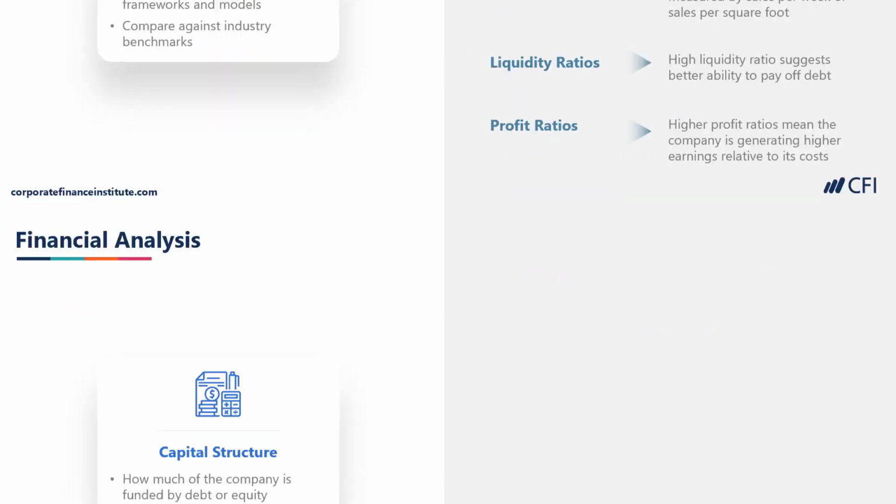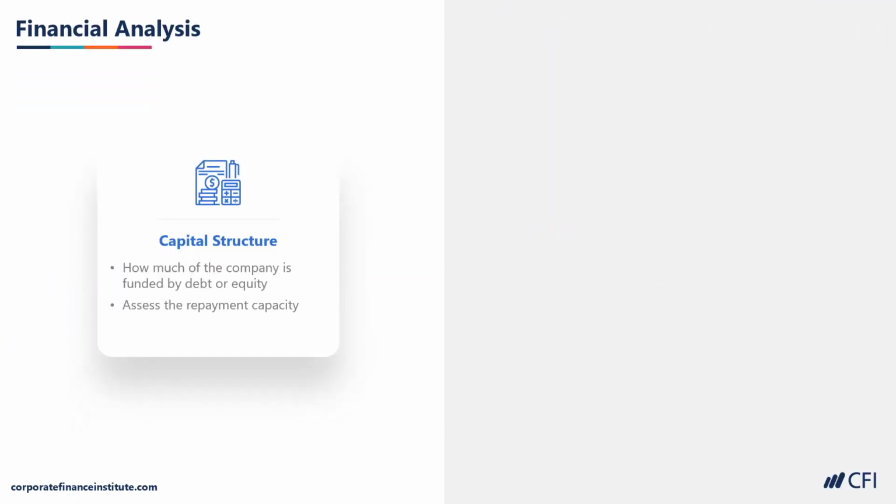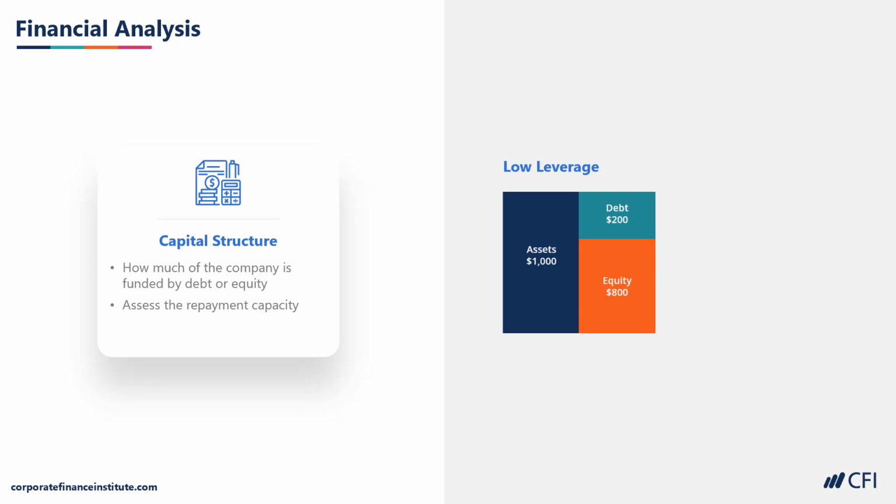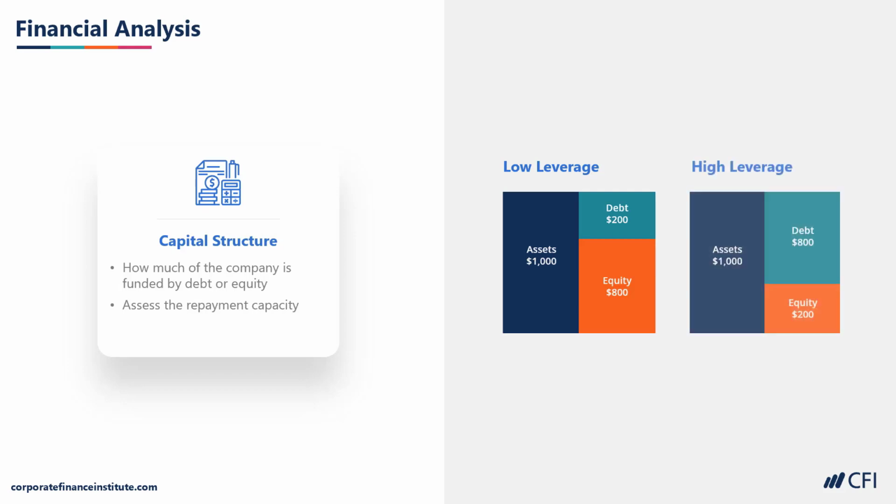Now let's look at capital structure. It's very important to understand how the firm is capitalized. So, for example, does it have a low degree of leverage? In this case, 20% debt to total capital. Or does it have a high degree of leverage? In this case, 80% debt to total capital. We will be exploring all these ratios and much more in later courses in the Credit Analyst Certification program.